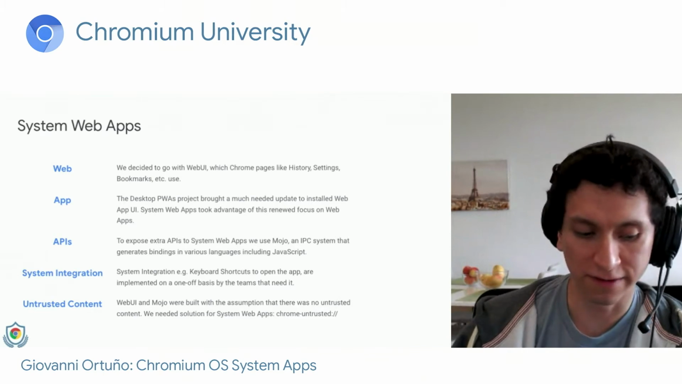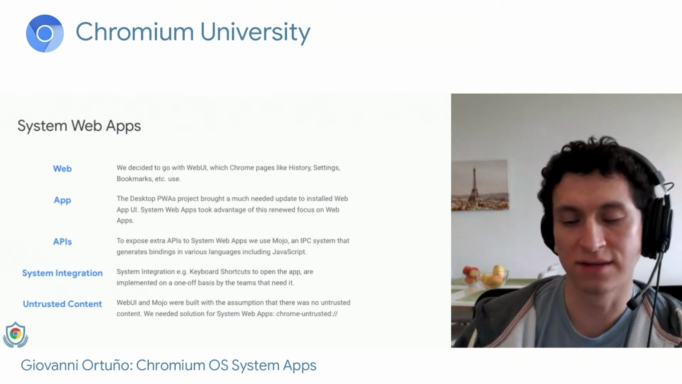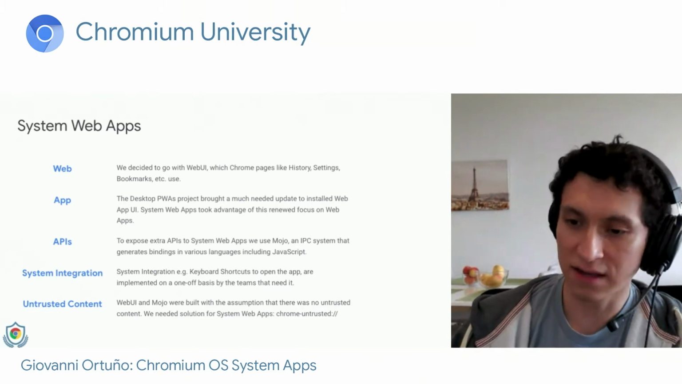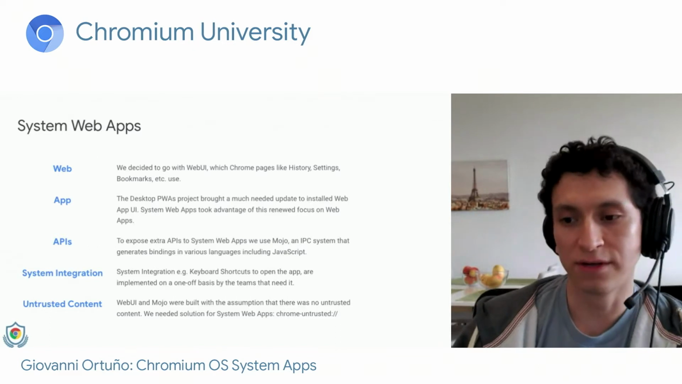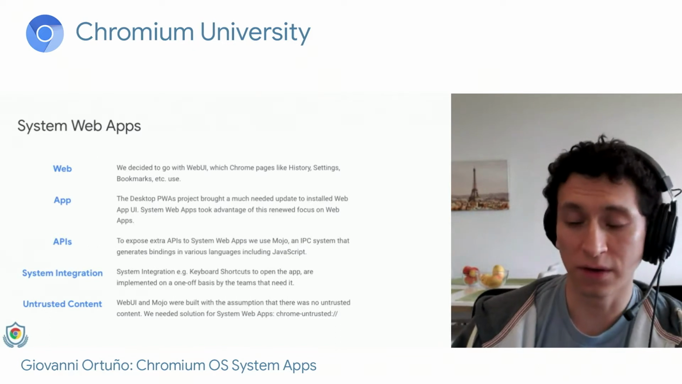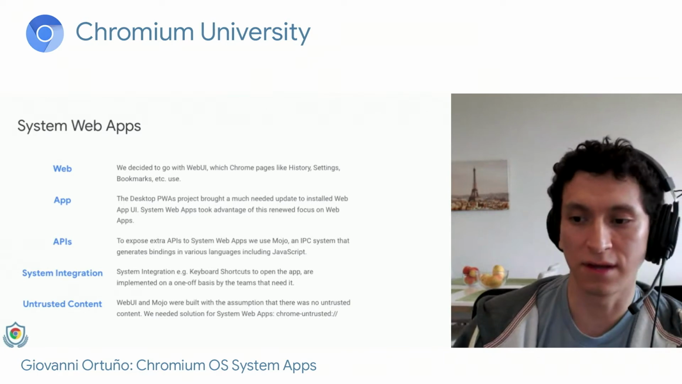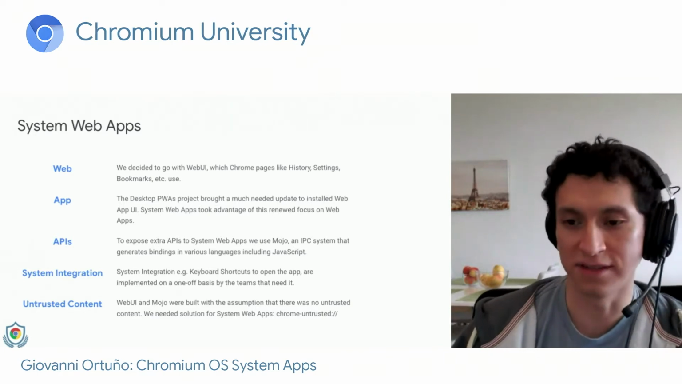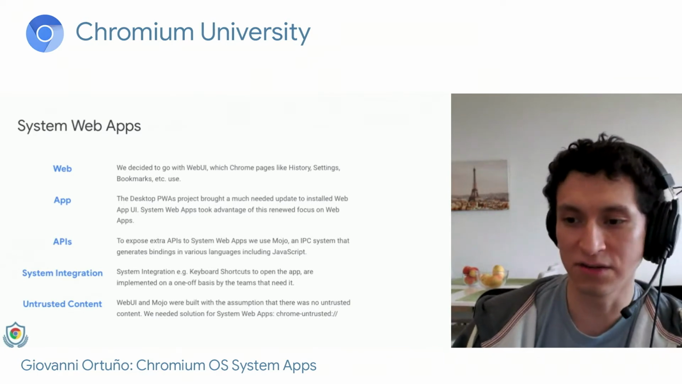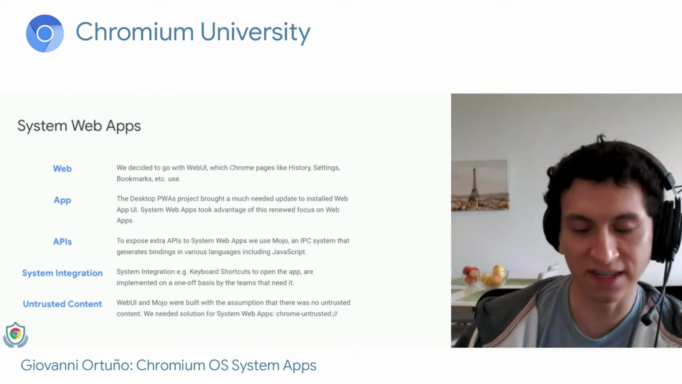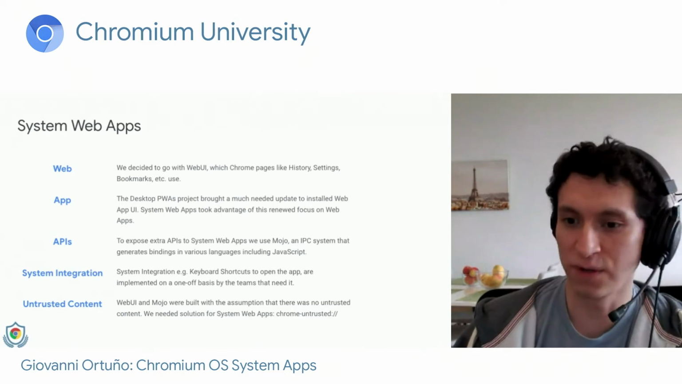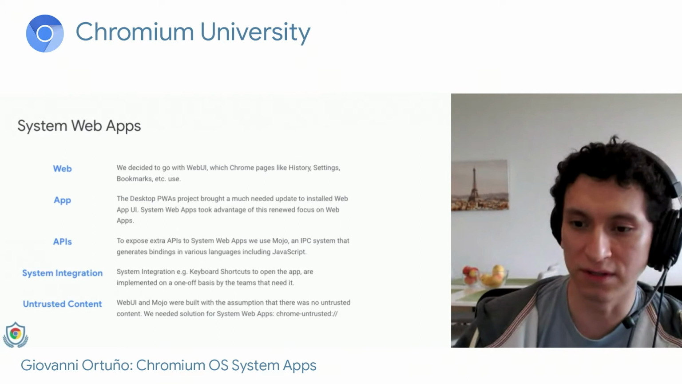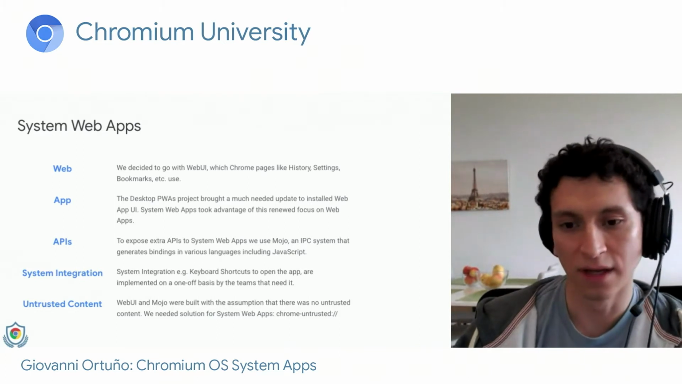For those that are not too familiar with Chromium, Web UI is the stack that we use to build UI surfaces using web technologies like HTML, CSS, and JavaScript. Things like the history page, settings page, bookmarks, all of those use Web UI. We'll go into a bit more detail about that later.